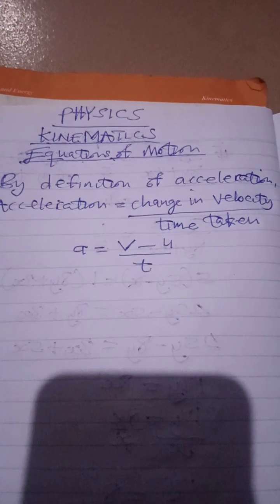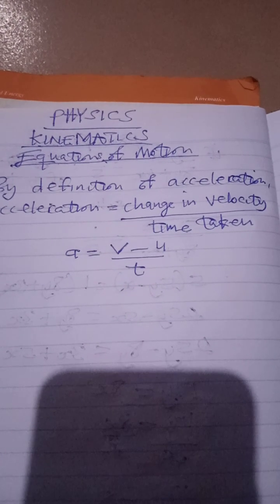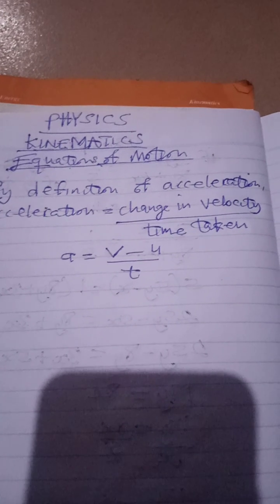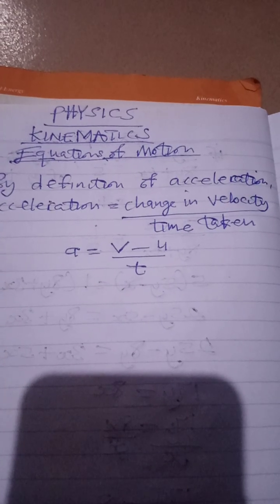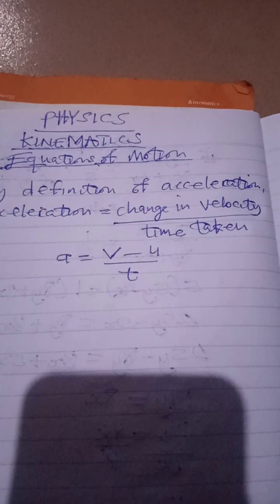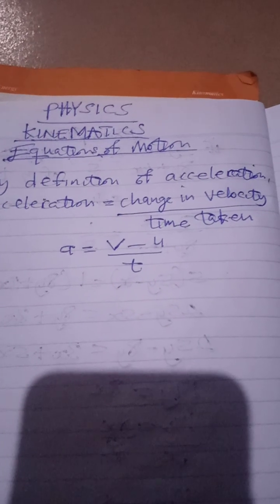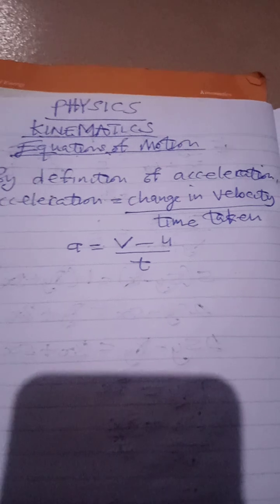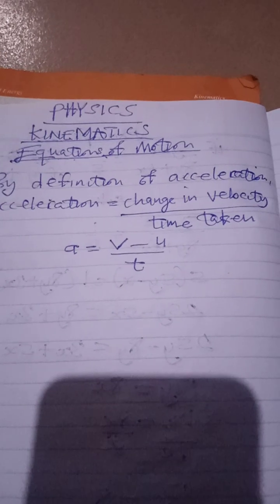So acceleration is equal to v minus u over t. That is the change in velocity: you subtract the initial velocity from the final velocity, over t, which is the time taken. So that's the formula for acceleration, and you got it from the definition of acceleration as well, right?